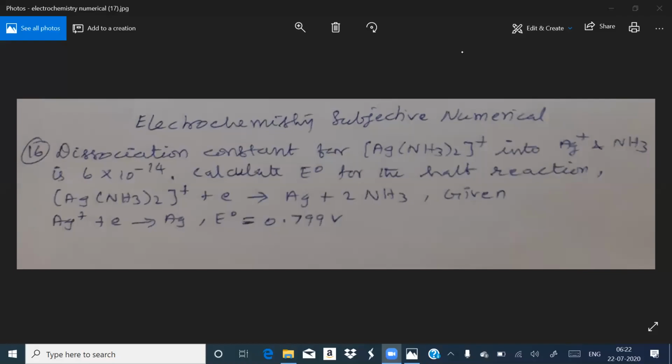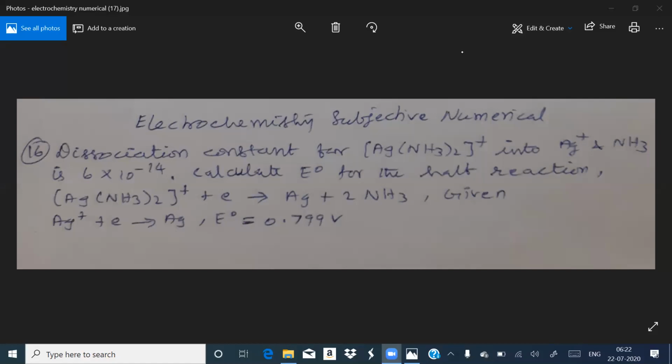Let us discuss electrochemistry subjective numerical. Let us read the question. Dissociation constant for complex into Ag plus and ammonia is 6 into 10 power minus 14. Okay. Here given the word dissociation.